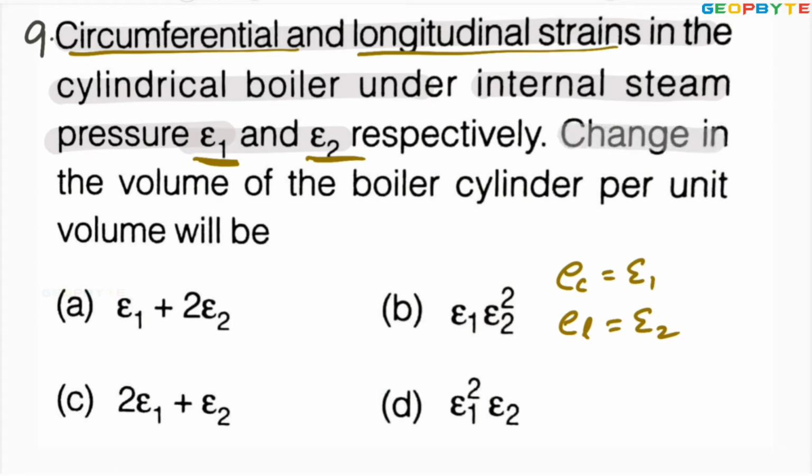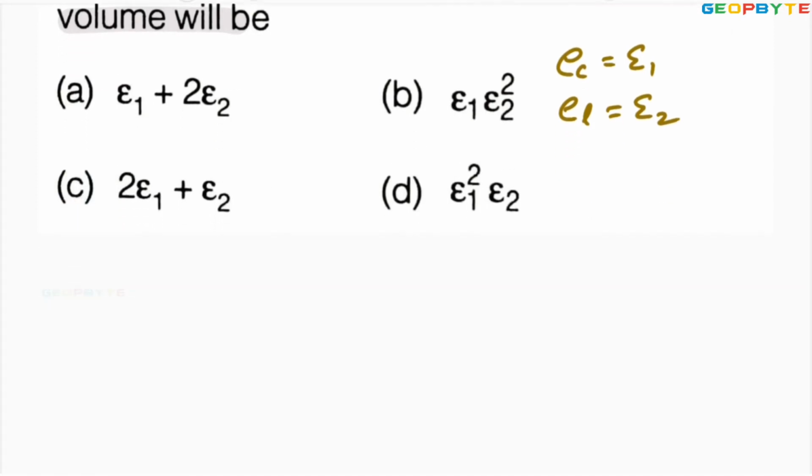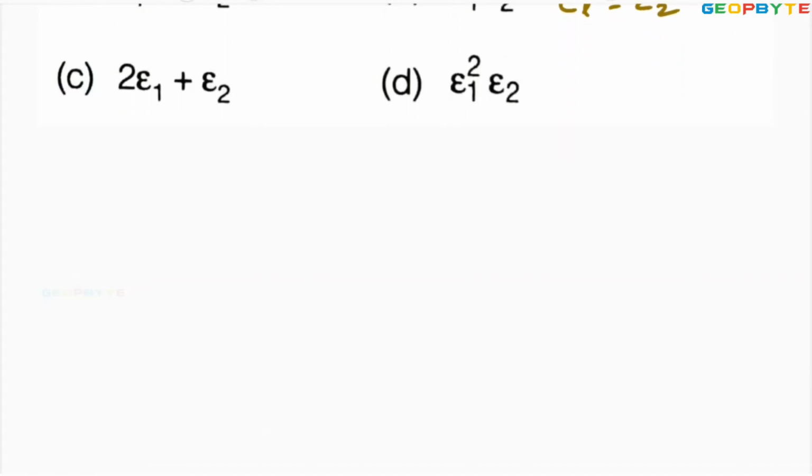Okay, change in the volume of the boiler cylinder per unit volume. Change in volume by original volume. Indirectly, you are asked to determine the volumetric strain. As we know, the volume V for a cylinder is area multiplied by length. Volume V equals pi r square, the area, multiplied by length.